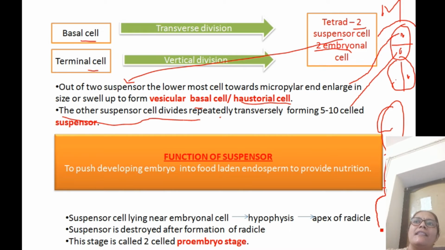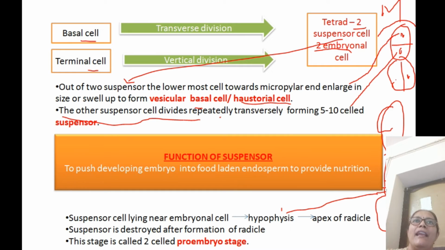The cell which is at the end of the suspensor, towards the embryonal cell, is called the hypophysis, which forms the apex of the radicle. This suspensor gets destroyed after the formation of radicle. Now this stage where the embryonal cell is divided into two cells is called the proembryo stage.